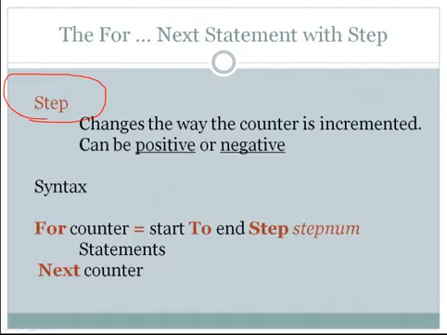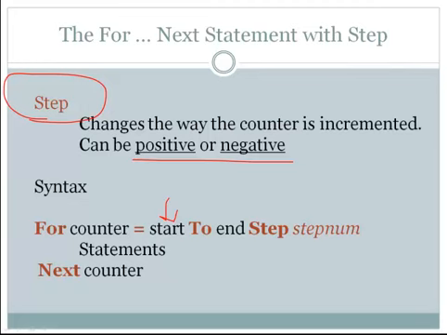Now, there is an optional step, and you can add that after the end value, and it changes the way the counter is incremented. Remember, by default, it's incremented by a positive 1. So it's going to take whatever the start value is, and it's going to add 1 to it. Step can be a positive or a negative number.